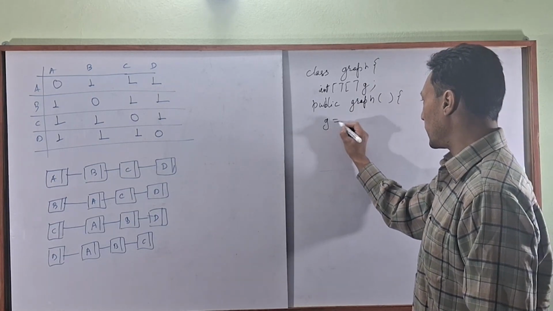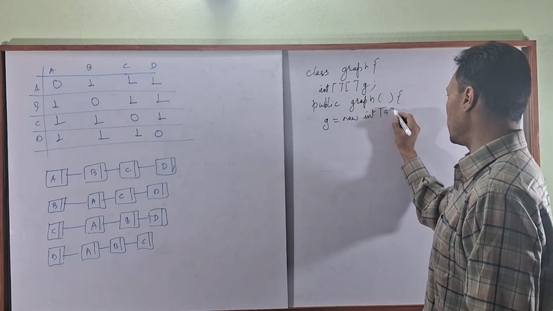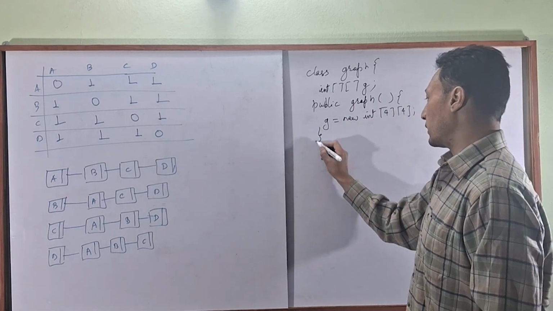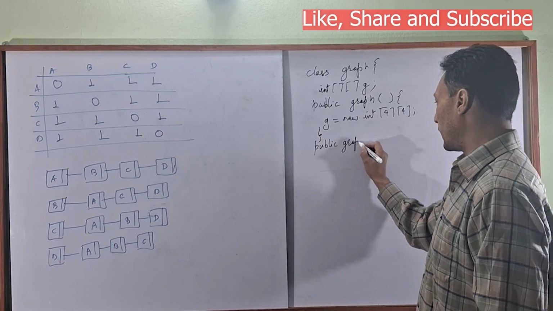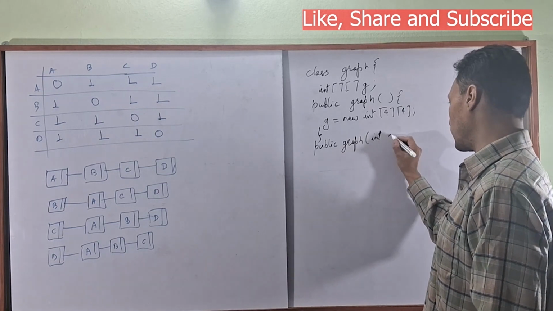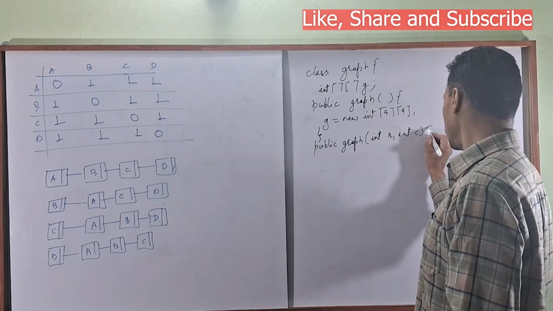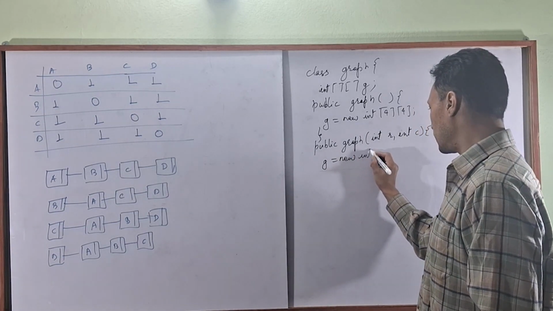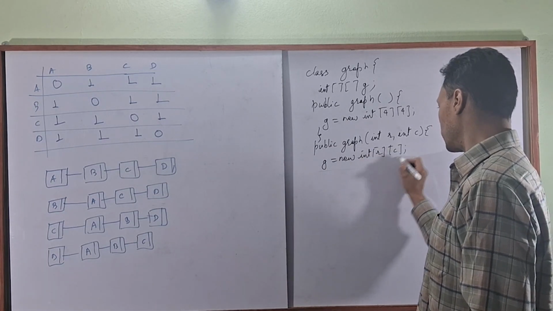We will be initializing G. Let's suppose there is the default graph with 4 nodes only. Simple. Then we'll be using another constructor graph, and we'll be specifying the number of vertices, rows and columns. Here we'll be writing G is equal to new int[r][c].